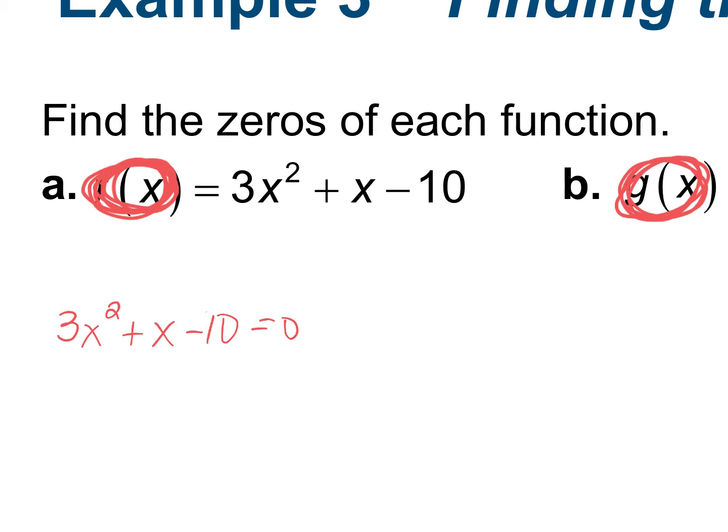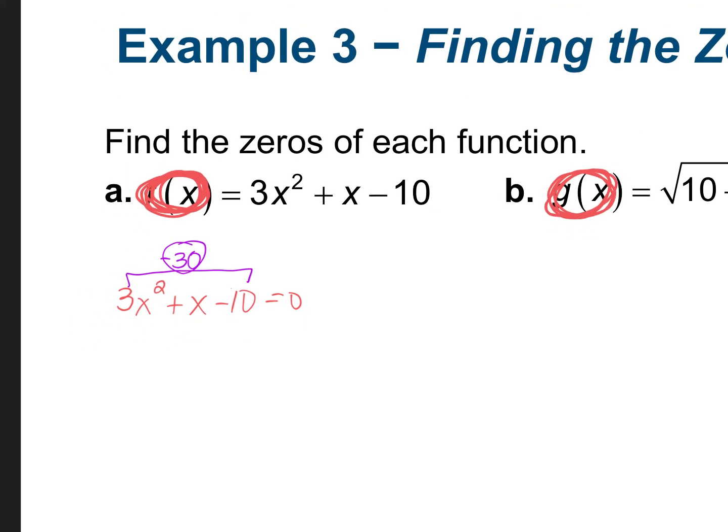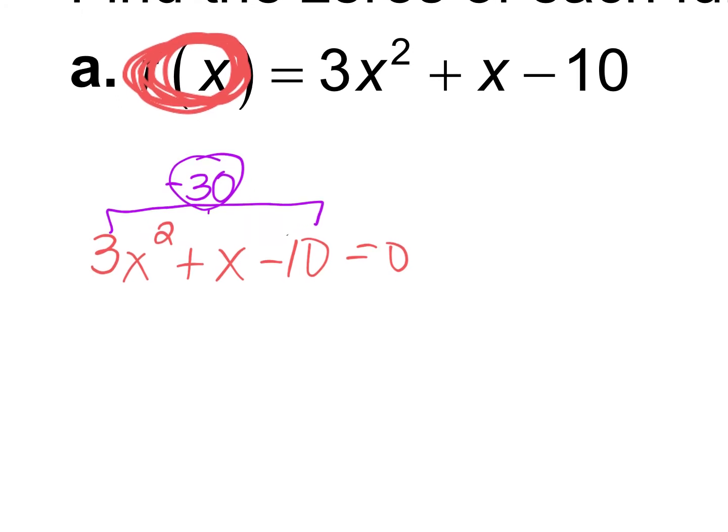But we need to say A times C. What is 3 times negative 10? Negative 30. Okay. So I have factors of negative 30 that multiply to give me negative 30, but add to give me 1. 5 and 6. I agree. What kind of a 5 and what kind of a 6? Positive 6 and a negative 5, because I need a positive 1 when I add, all right? So you have x's in the front. Now, this works, guys, when A is not 1.